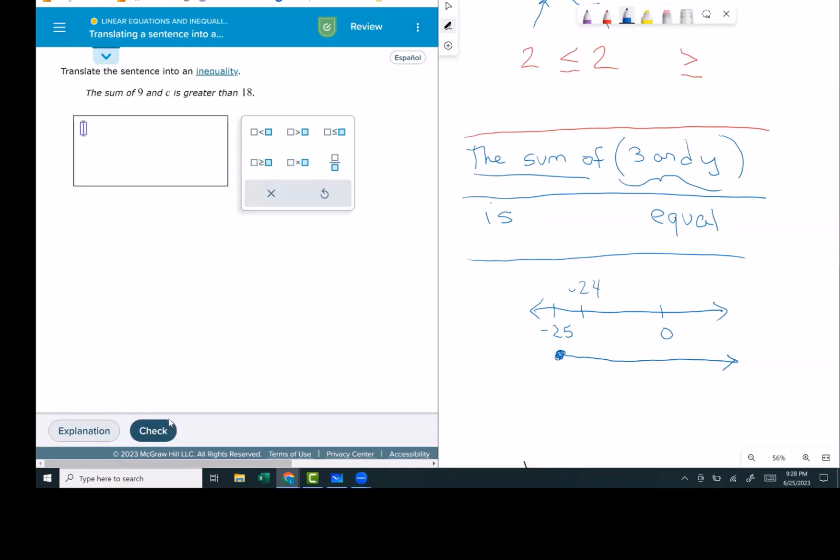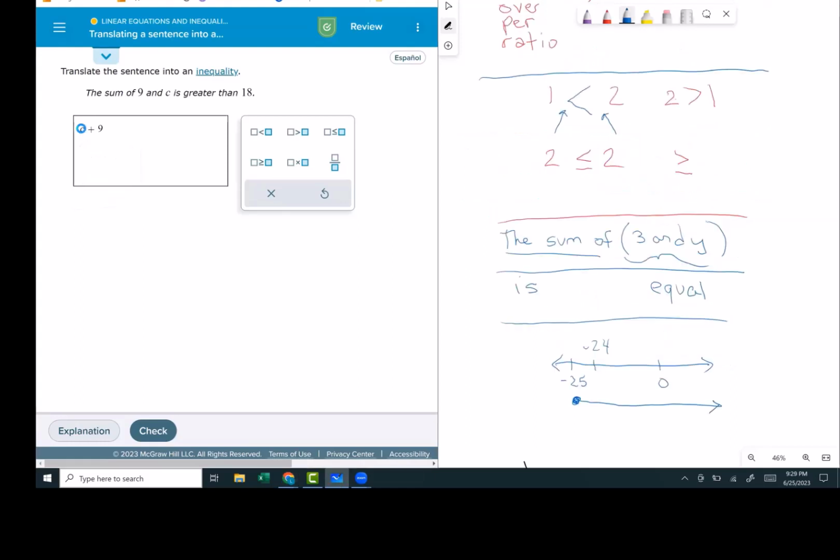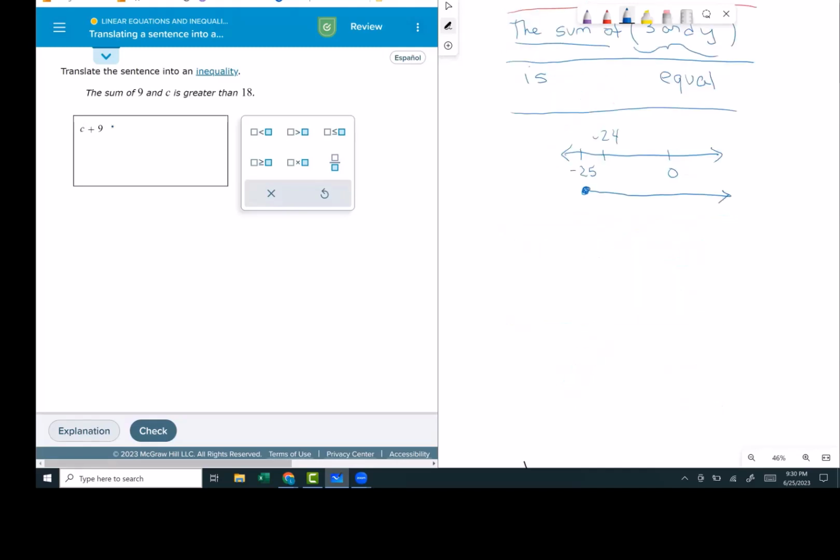We have the sum of 9 and c is greater than 18. c plus 9. Okay. The sum of 3 and y. Oh, so it'd be 9 plus c. Well, c plus 9 is perfectly fine. Either way, it doesn't matter. I want to get this symbol right. The less than, greater than, less than or equal, greater than or equal symbol right next. c plus 9, 9 plus c, whichever you like, I don't care. And then we have 18.